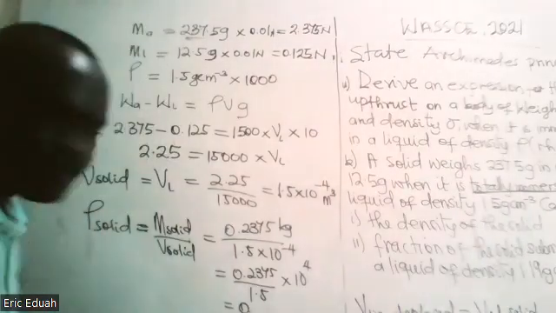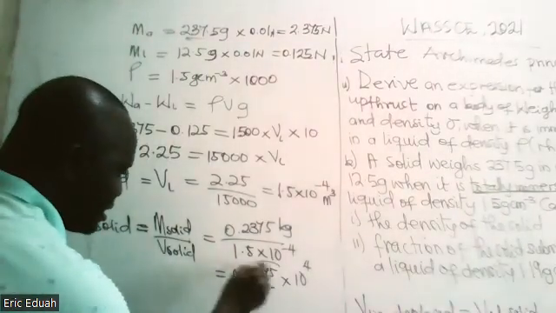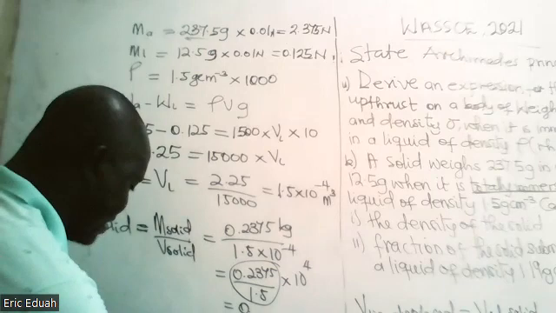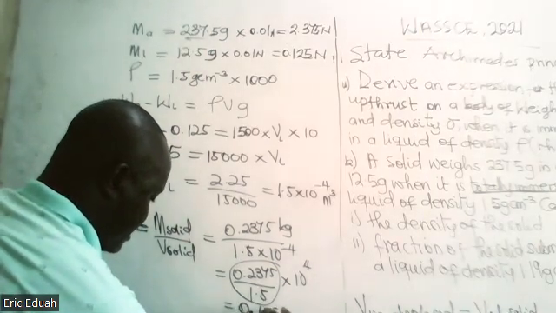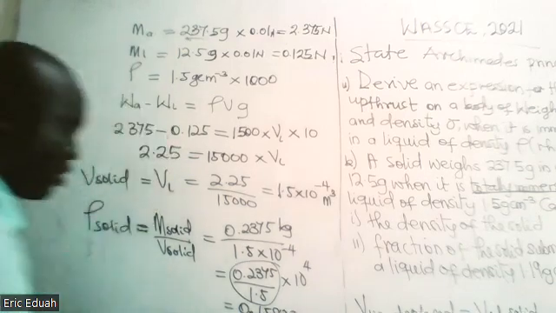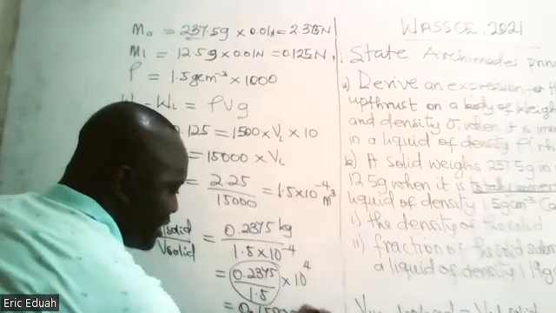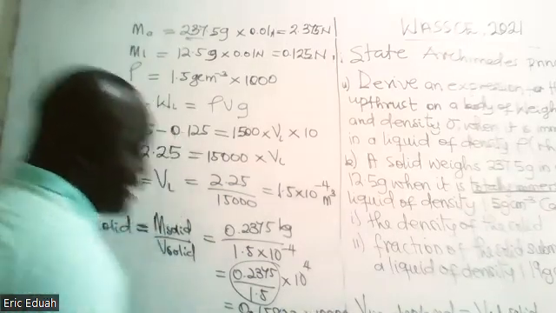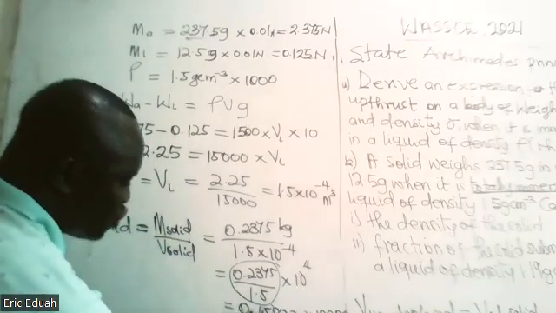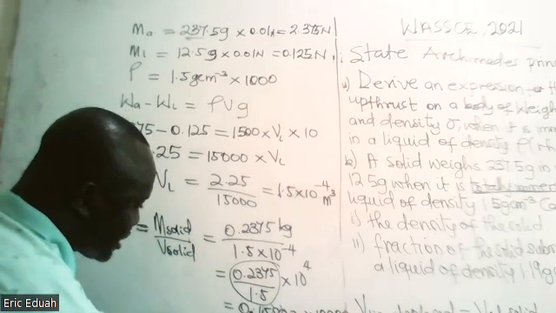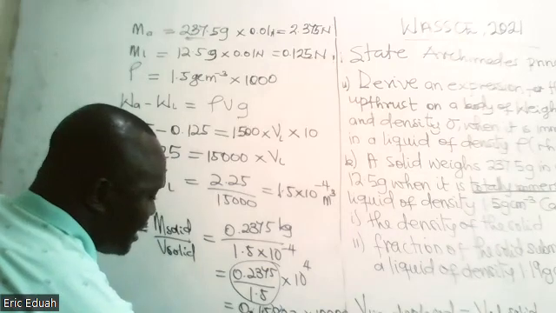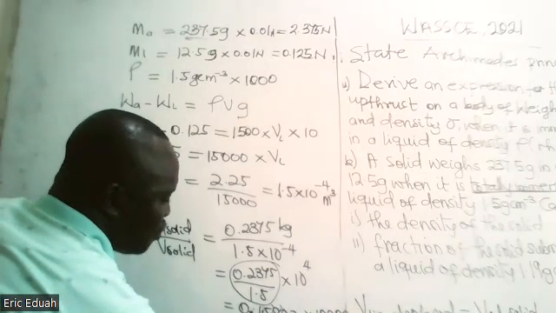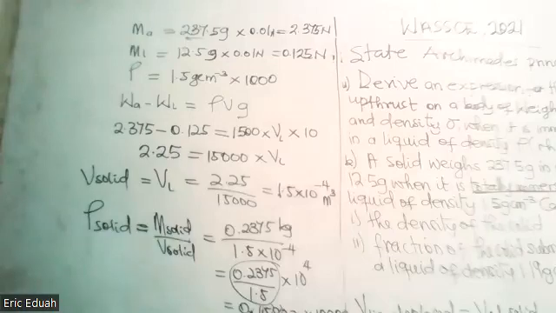Okay, so this divided by 1.5 would give us 0.15833. So this times 10,000 would be 1, 2, 3, 4. So 1,583.3 kilogram per cubic meter is the density of the solid.